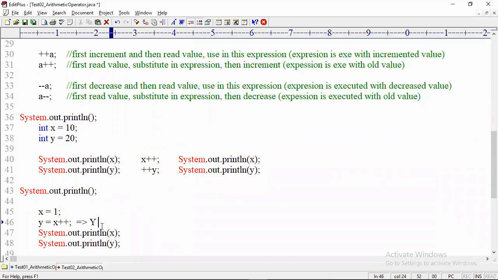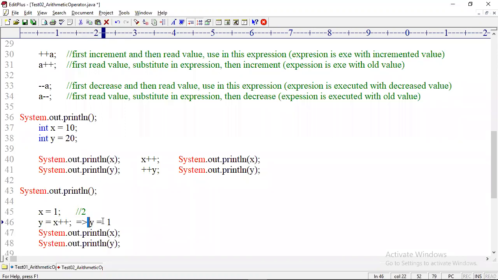First, y equal to what do you write? First read the value. What is the x value? First read value 1, substituted. Okay, read the value, substitute in the expression, substituted. Then increase. The x value is increased by 2. First x value 1, increased by 2.